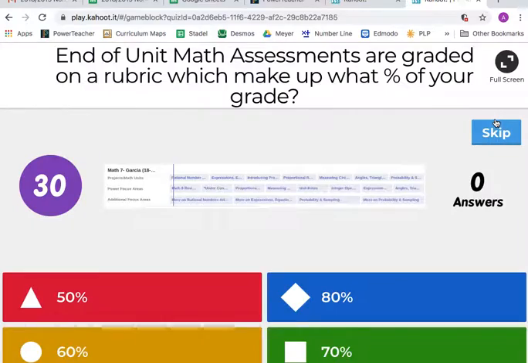All right, end of unit math assessments. These were almost called performance tasks last year. They're called end of unit math assessments, and they are graded on a rubric. What percent of your grade do they make up? You have 10 seconds. 5, 4, 3, 2, 1.